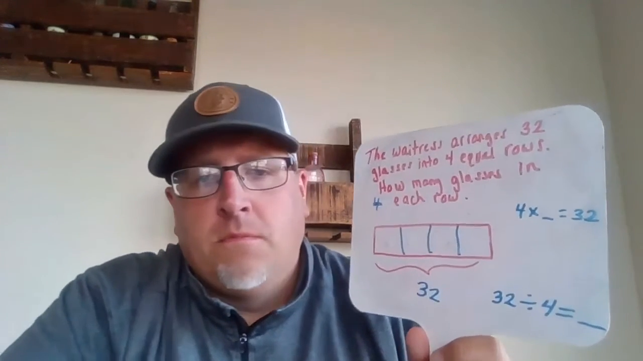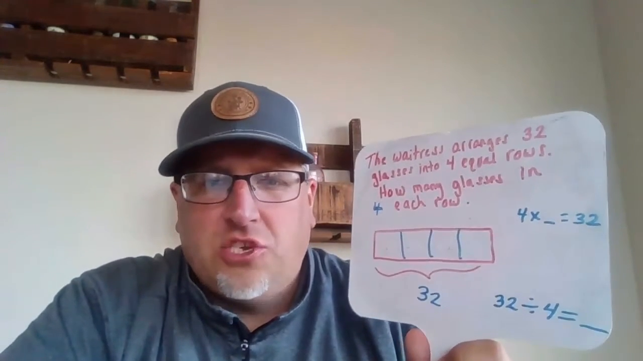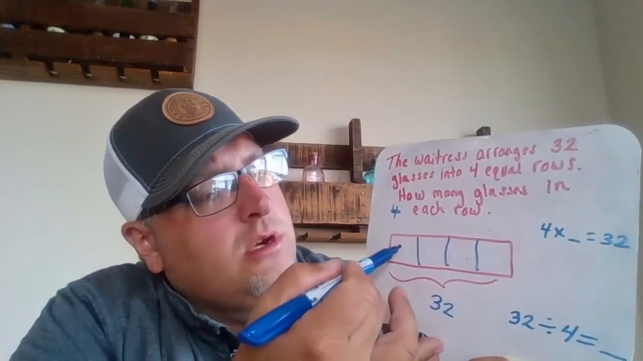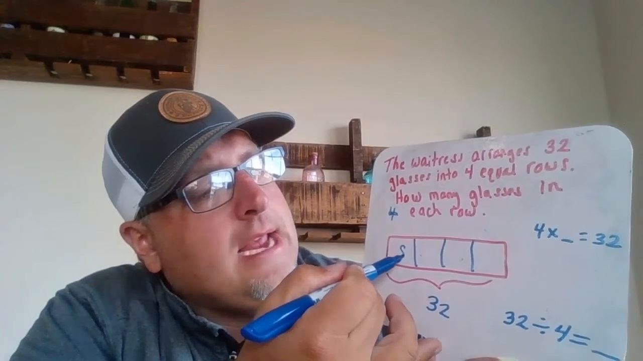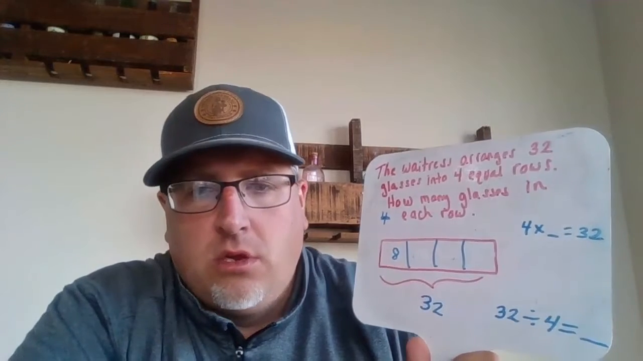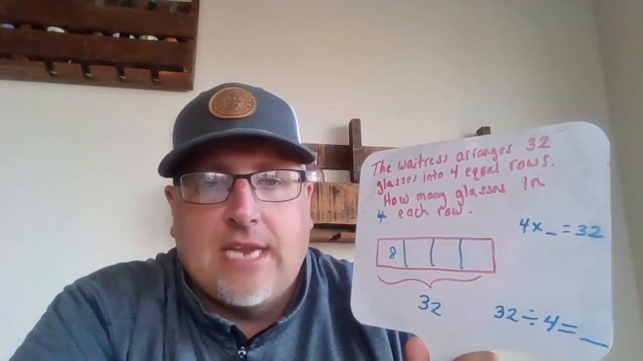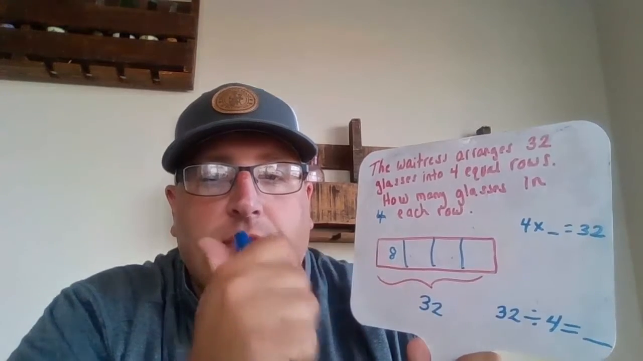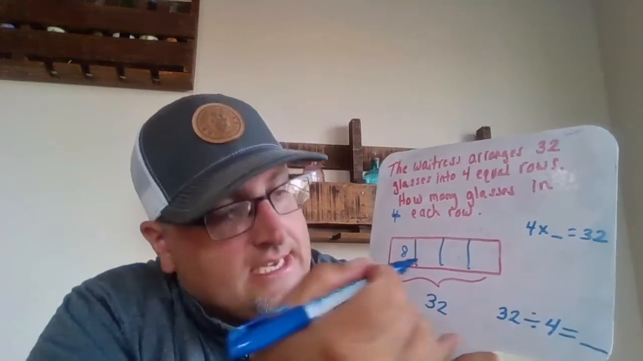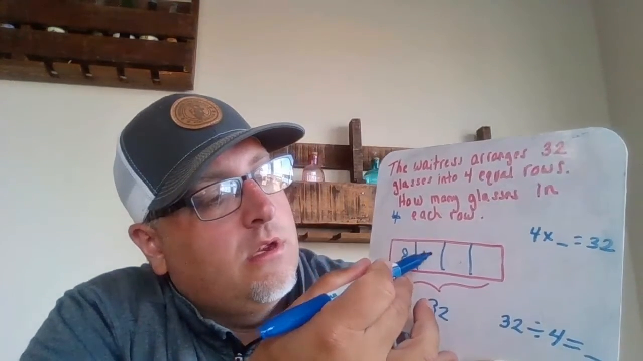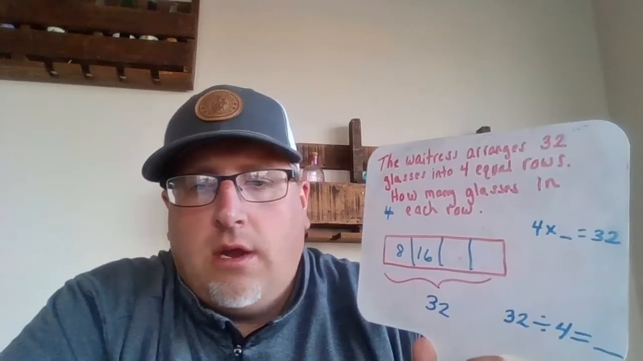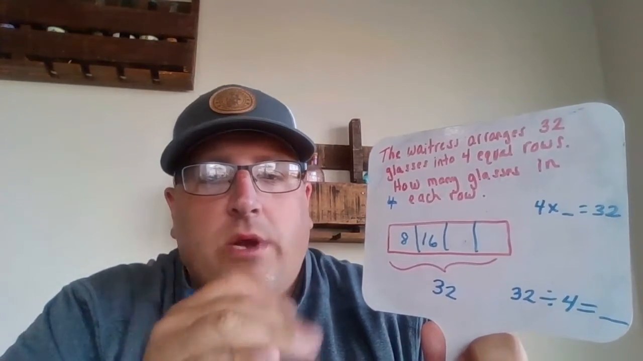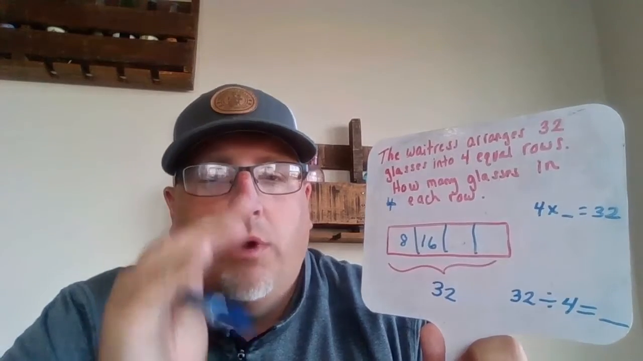Okay. So let's work with the number 8 and see what happens. Let's try that out. So here we have 8 glasses in the first row. All right, let's count by 8s here. 9, 10, 11, 12, 13, 14, 15, 16. There you go. All right, let's count 8 more. 17, 18, 19, 20, 21, 22, 23, 24.